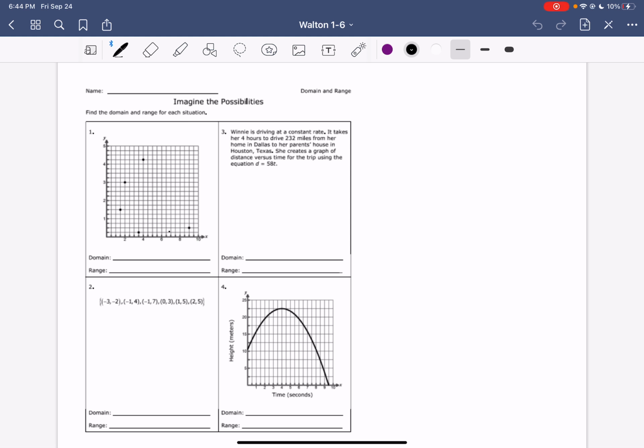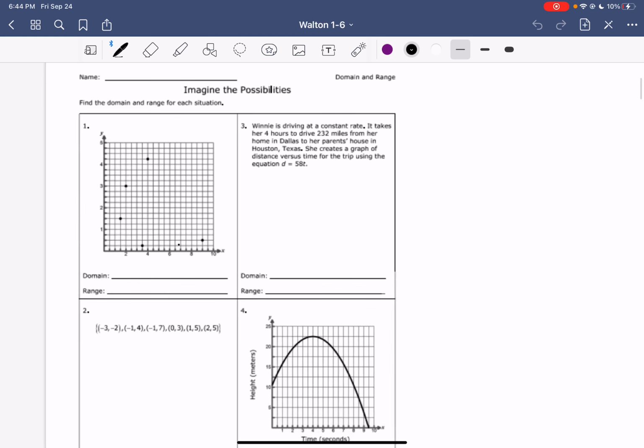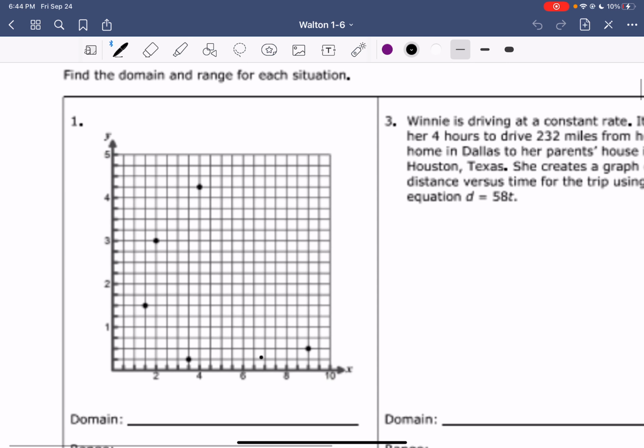So we're starting on this side where it says imagine the possibilities, and we're going to be finding the domain and range for each situation. As I zoom in, hopefully you understand that we're not able to increase the quality of this video, so I will try my best. I realize that it's a little bit blurry.